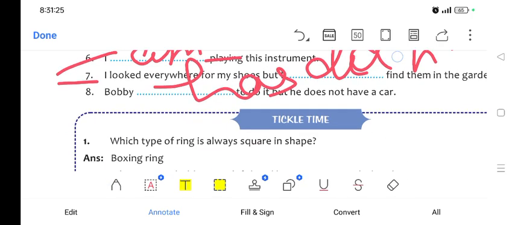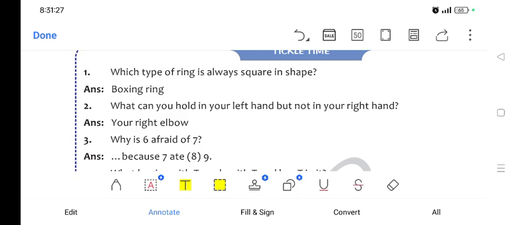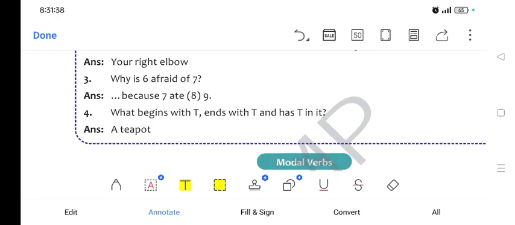Okay, now tickle time. Let's read it. Which type of ring is always square in shape? Boxing ring. What can you hold in your left hand but not in your right hand? Your right elbow. Why is 6 afraid of 7? Because 7, 8, 9. What begins with T and has T in it? It's teapot. So teapot begins with T and ends with T, and has T in it.